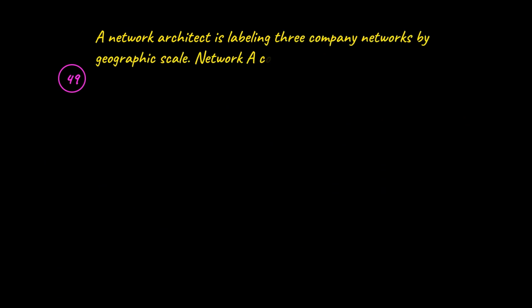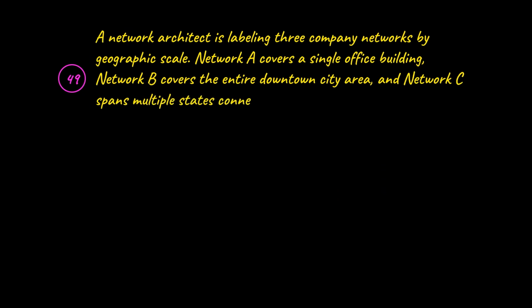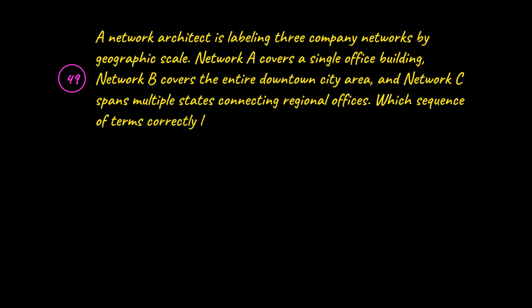Question 49. A network architect is labeling 3 company networks by geographic scale. Network A covers a single office building. Network B covers the entire downtown city area, and Network C spans multiple states connecting regional offices. Which sequence of terms correctly labels these networks?